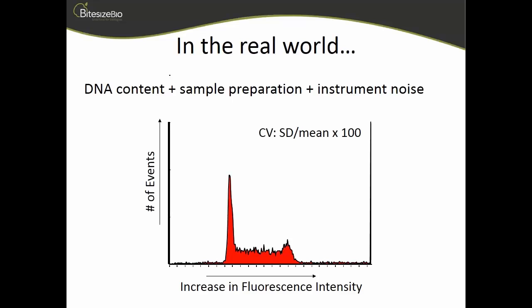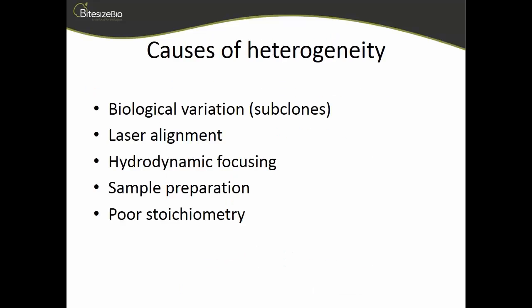But we judge the success of our staining for DNA by looking at the CV, the coefficient of variation, of this G1 peak. So the narrower that peak, the lower the CV, the better the preparation, and the easier it is to delineate the different phases of the cell cycle. So what are the causes of heterogeneity within a DNA histogram? Well, there are going to be some biological variations, particularly with cell lines. Cell lines tend to hang around in labs for many years, and they become heterogeneous in nature. They become a mixture of lots of different subclones, which can cause this biological variability and increase the CV of our DNA peak.